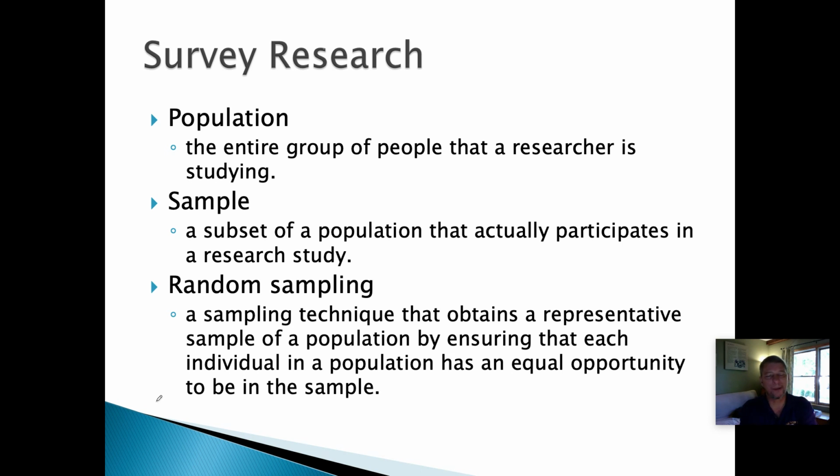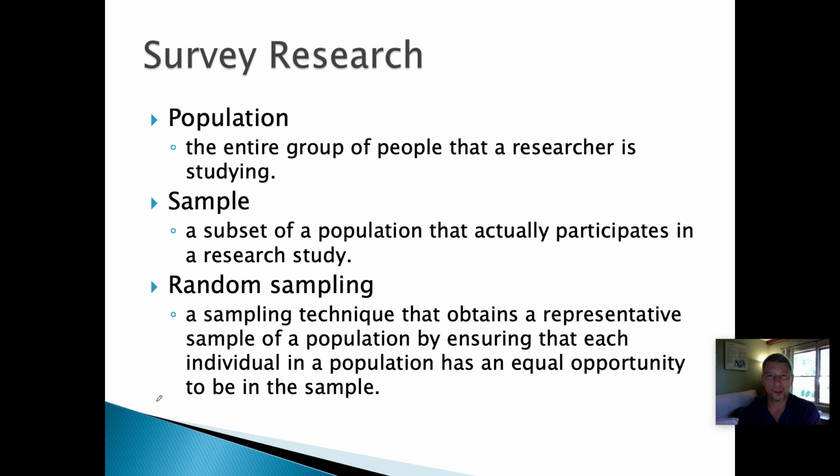So when you're doing a survey, there's a couple of things that you need to keep in mind. First, a population is the entire group of people that a researcher is studying. So if you want to talk about the American electorate, all 350 million people in America, or if you want to talk about people of voting age, maybe around 200 million, I don't know. Anyway, it would be almost impossible to survey every single person in America, although the United States Census does a pretty good job of it every 10 years or so.